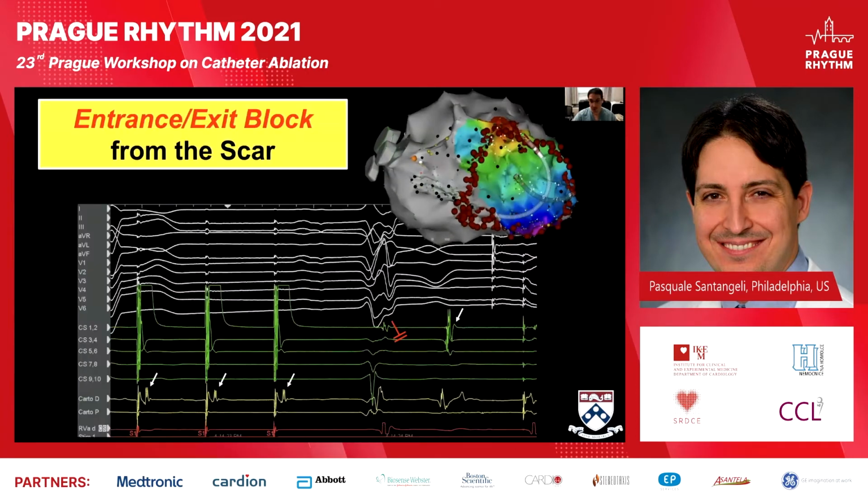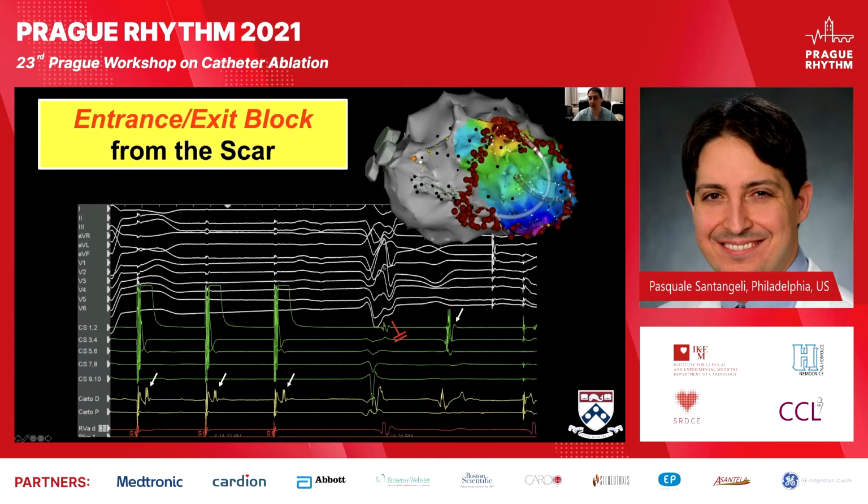And of course, whenever you demonstrate that, you also want to make sure that there is exit block when pacing within the area of interest here. And here we're pacing from the multipolar catheter, a decanap catheter within the scar. We are recording local capture from the ablation catheter, as you can see here in the little arrows, but this local capture does not produce any QRS complex, which again shows that there is also exit block.